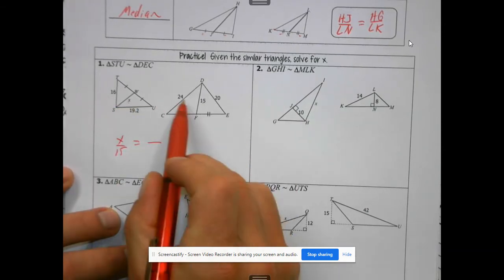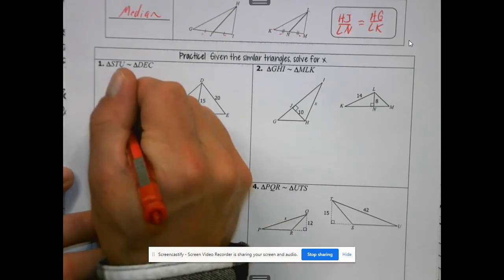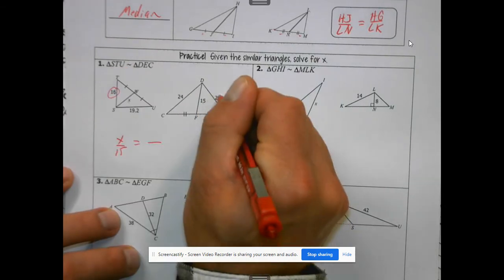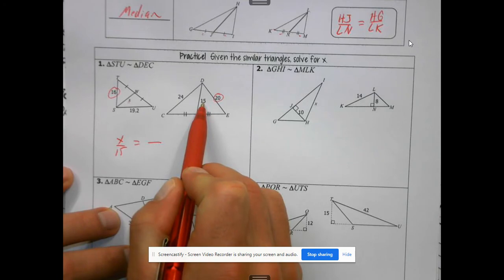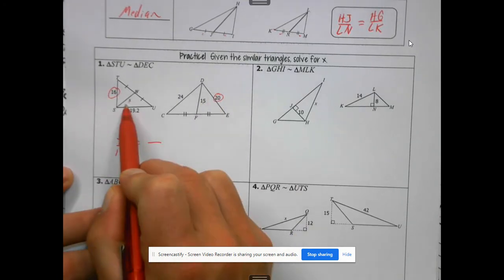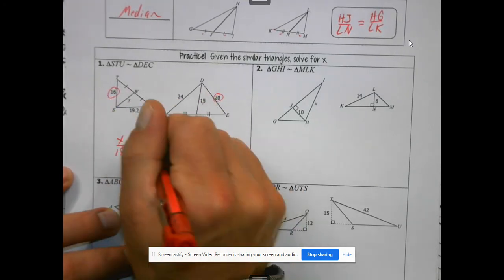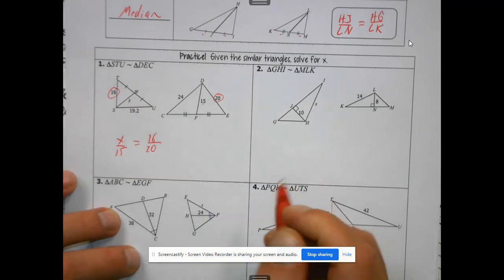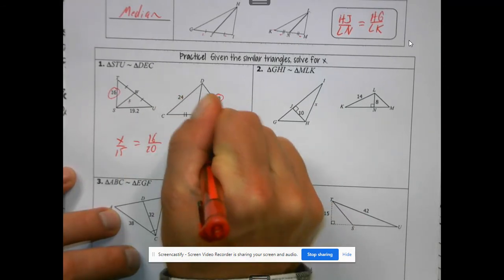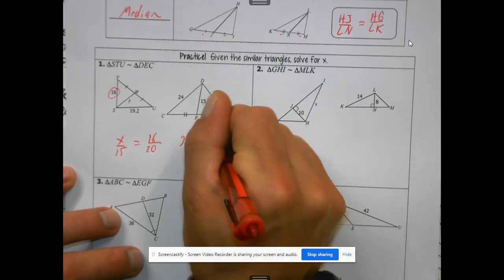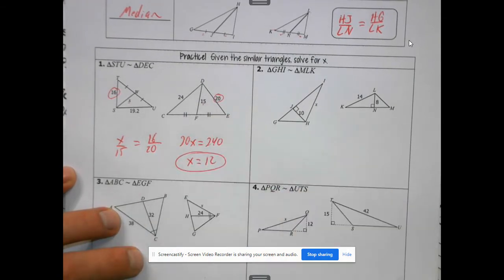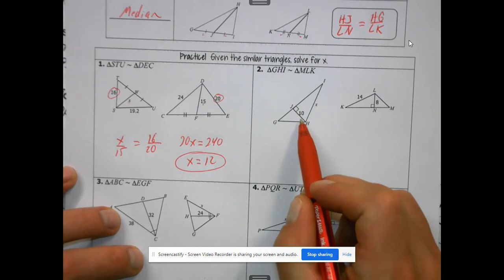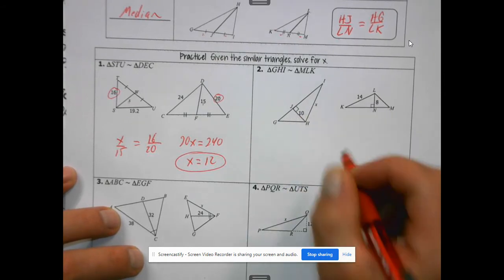Now, if you check this out, which ones do I work with? Well, I'm going to pick the smaller ones out of both because I know they match up. So if I went x to 15, I have to go 6 to 20. Left to right, left to right. Cross multiply: 20x equals 240. Divide by 20. X is 12.